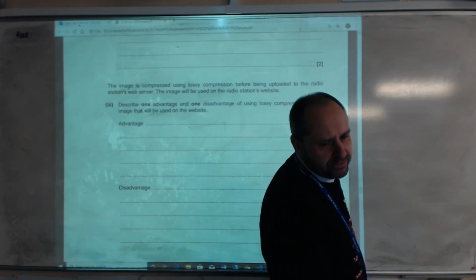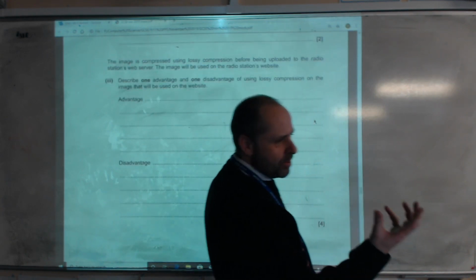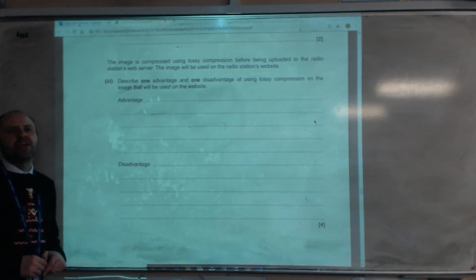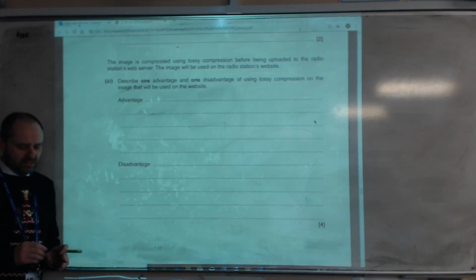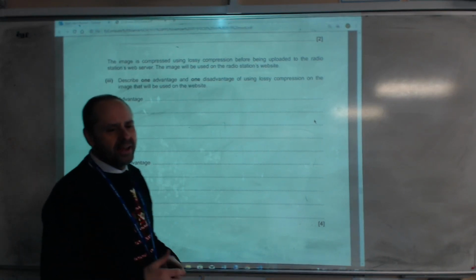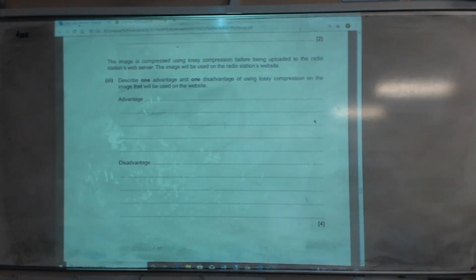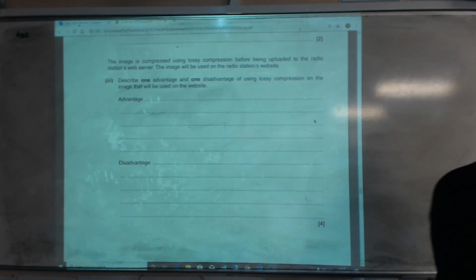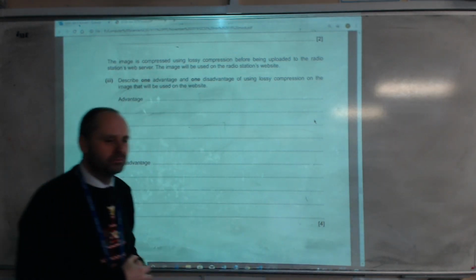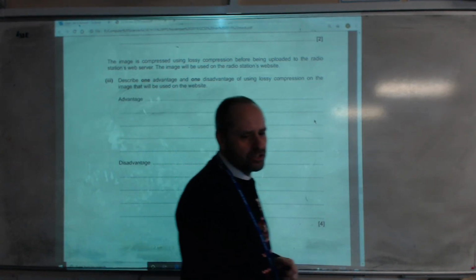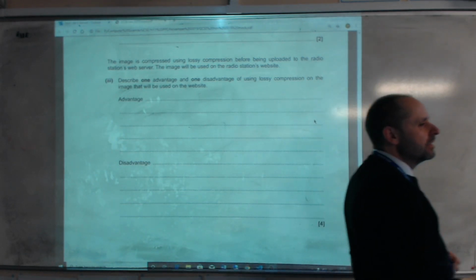Lossy compression. Remember with lossy compression, we throw data away. If we throw data away, we cannot get it back. So, why do we throw data away? Because it allows us to get better compression. We can squeeze things down more. Okay? Why is that an advantage to a website?